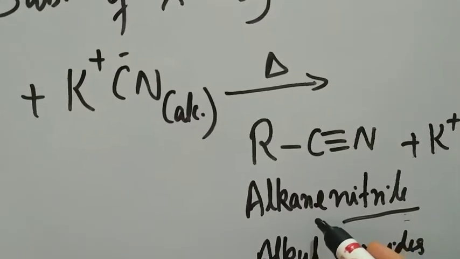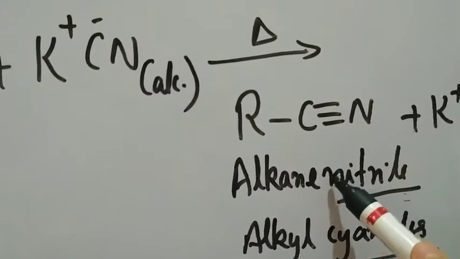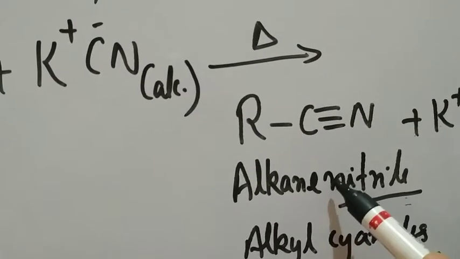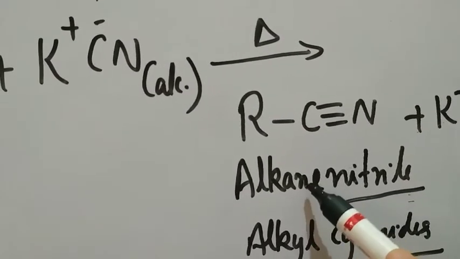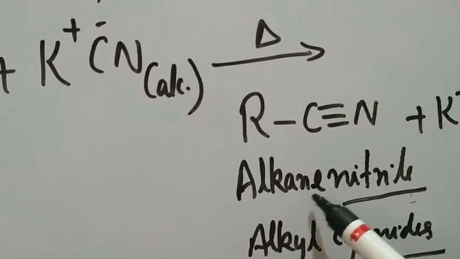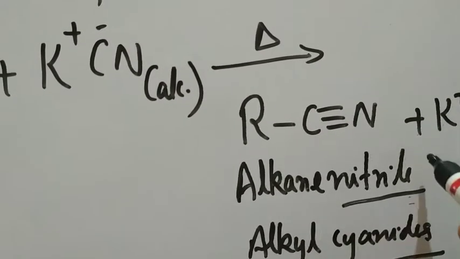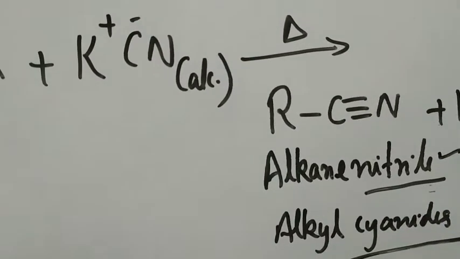The E of alkane is retained here because you know the rule that if the name of the functional group begins with a consonant, the terminal E of ane or ene is retained. This is the IUPAC name of this class of compounds.